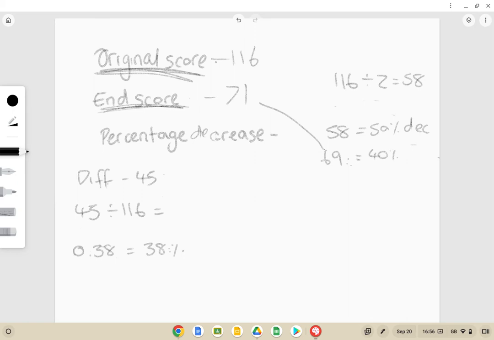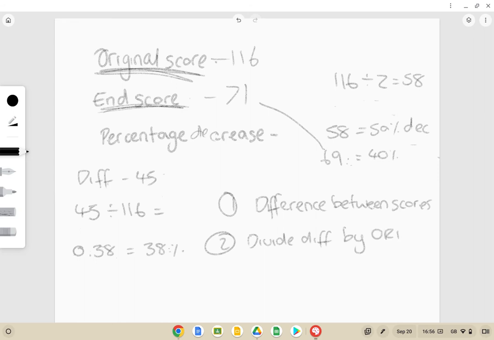So what I need you to take away is very, very simple. To do a percentage increase or decrease, number one, you work out the difference between the scores. Step 2, you divide that difference by the original score. And then number 3, you times that by 100 to get your increase or decrease.